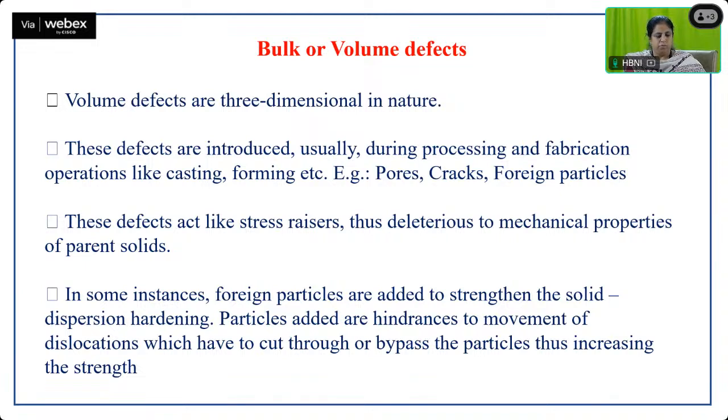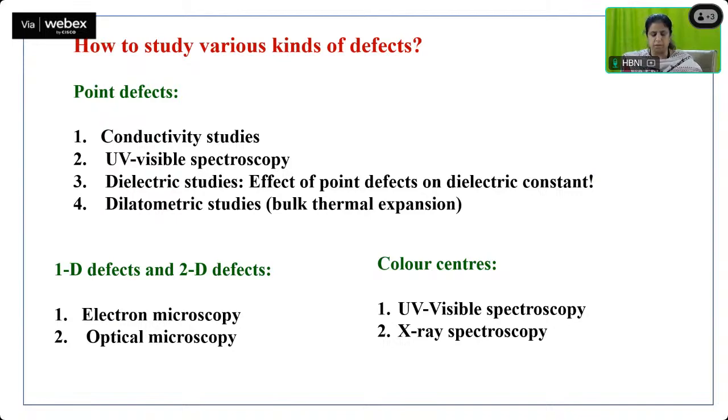Volume defects, we will not do too much about them. They are basically three-dimensional defects. They could be pores, they could be cracks, they could be foreign particles which have come into your polycrystalline or single crystal material. Sometimes they are added deliberately to strengthen the material or to get some other functionality. Now we have studied 0D, 1D, 2D defects majorly.